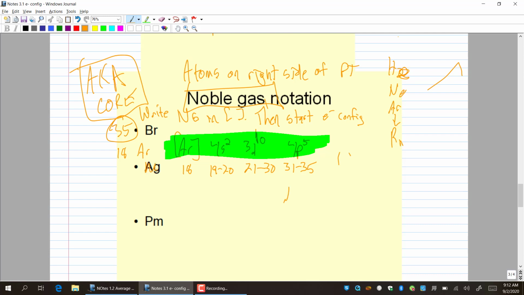Now I'm going to skip silver because silver has been banned from the periodic table. I am, however, going to do promethium, number 61. The preceding noble gas for promethium is number 54, xenon. So I'm going to start with xenon. And then after xenon comes 55 and 56. I'm going to count on my periodic table: 1, 2, 3, 4, 5, 6. This is the 6th row, right? 6s2 takes care of 55 and 56.